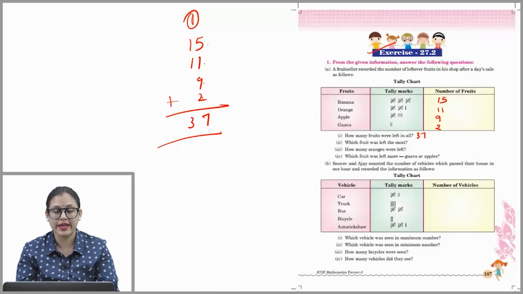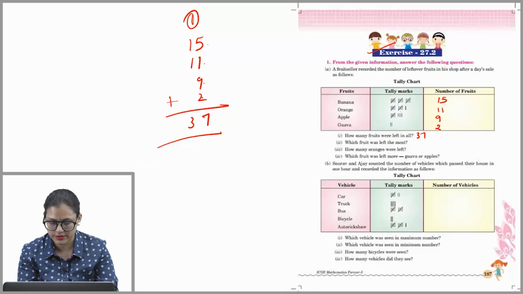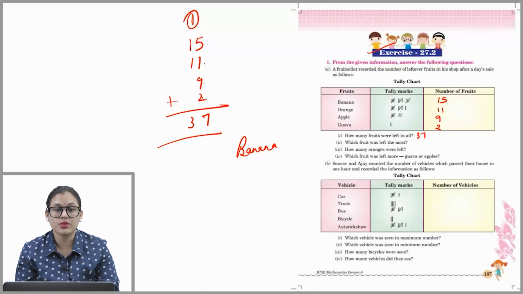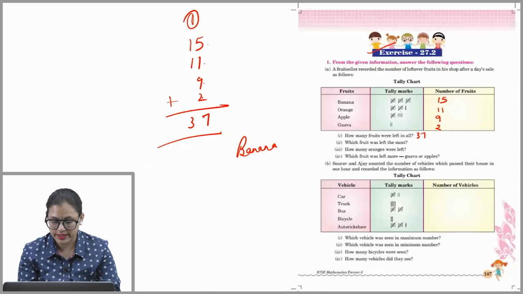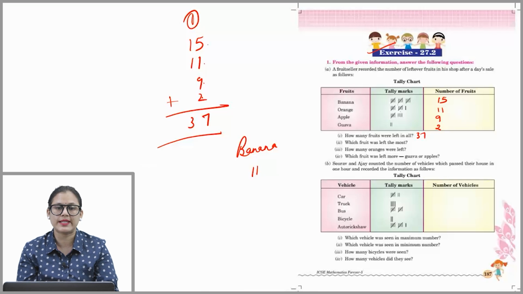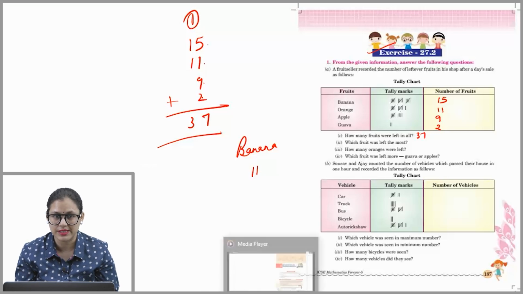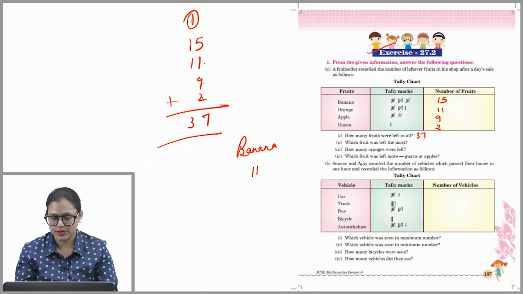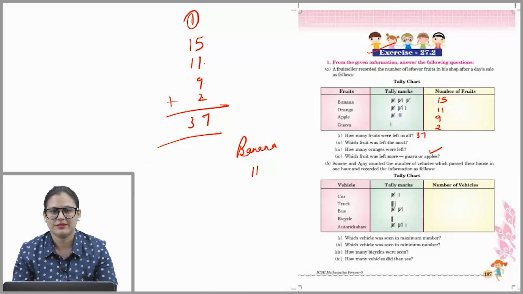Which fruit was left the most? As you can see, banana. How many oranges were left? 11. Which fruit was left more, guava or apples? Obviously apples, because the number of apples is more than guavas. So apples. Okay students, now you will practice the remaining questions.